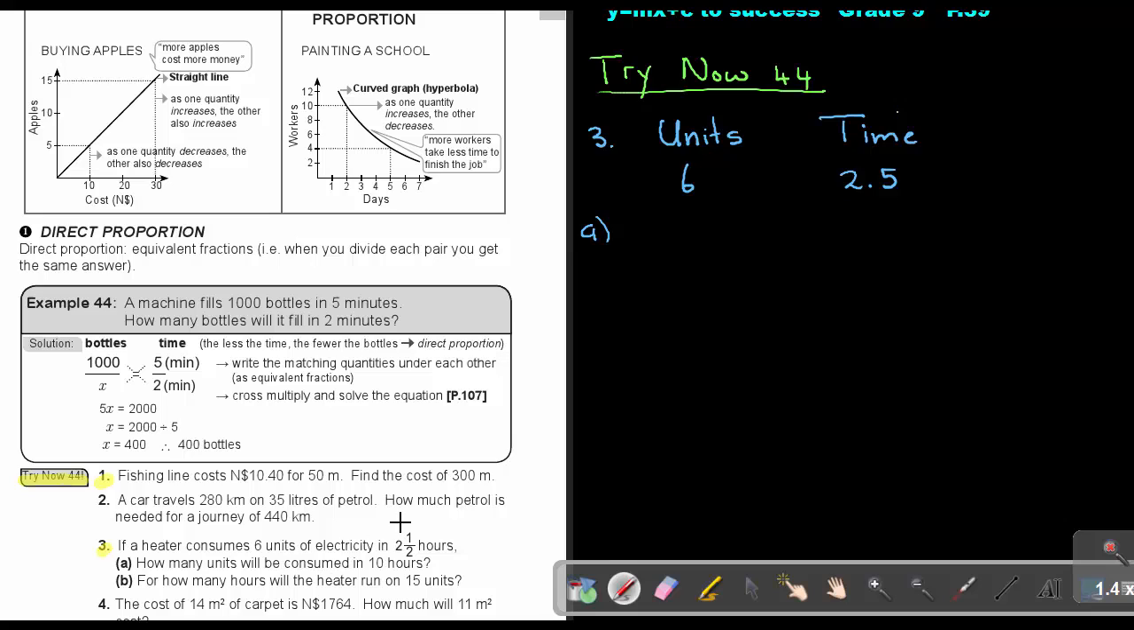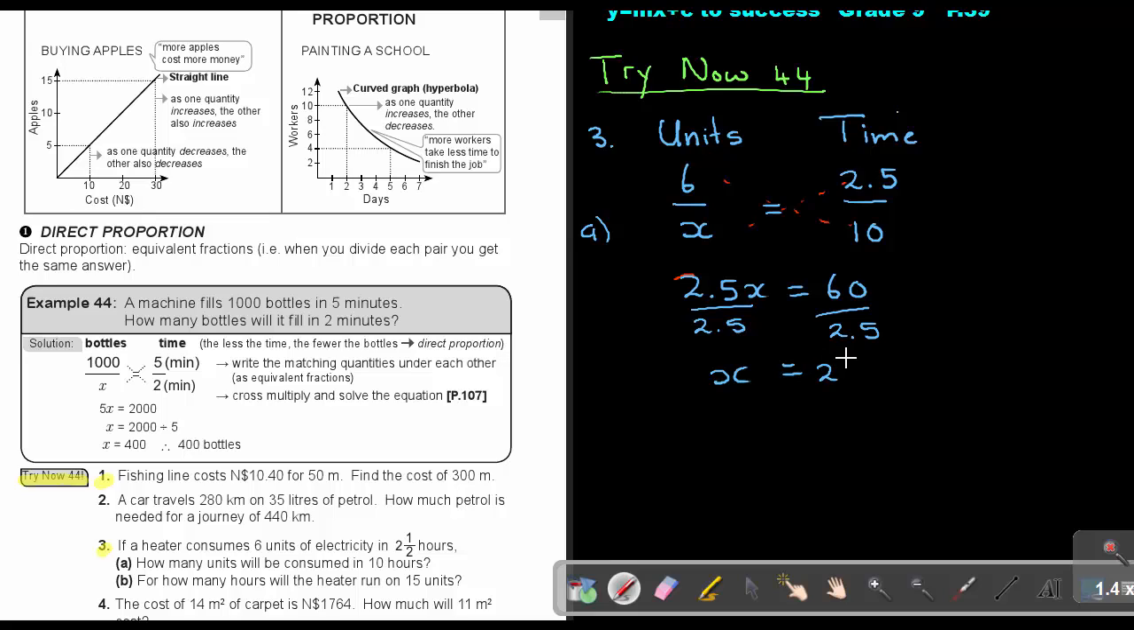Now let's start with number A. How many units will it consume in 10 hours? So put 10 and make it x. Remember, make it a fraction, put the equal, and now we're going to do that cross, because if we divide this, we will get the same as when we divide this. This is direct proportion. So 2.5x. I first work with the x, and that's going to give me 60. Then I divide by 2.5 on both sides, and the value of x will be equal to 24.